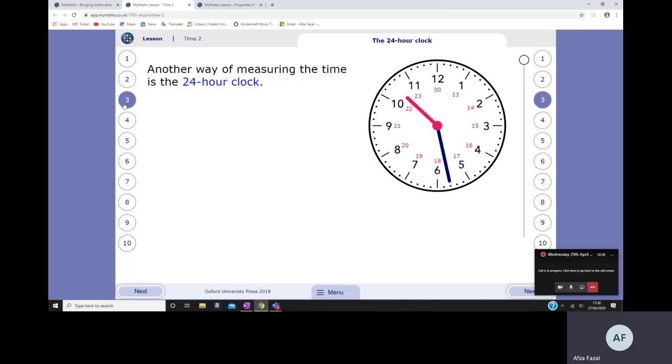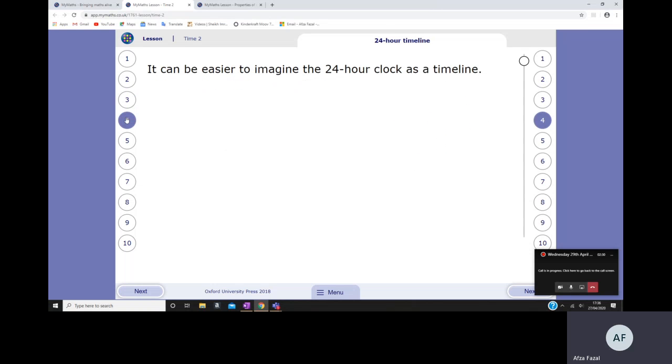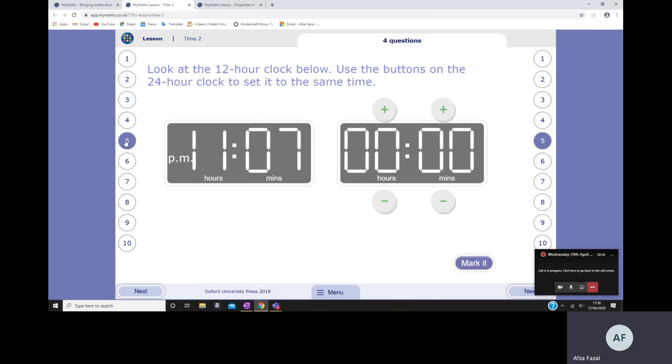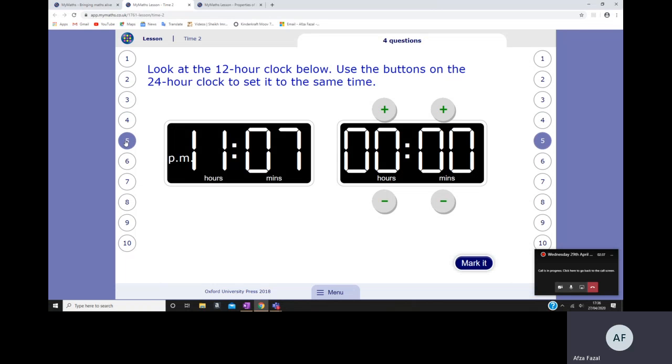Another way of measuring the time is a 24-hour clock. It can be easy to imagine the 24-hour clock as a timeline. Look at the 12-hour clock below. Use the buttons on the 24-hour clock to set it to the right time. So it's 11:07 p.m. Now remember, p.m., the numbers change. So we're going to get it up to 12 first. Now it's 13, so remember, that's 12 o'clock in the afternoon.